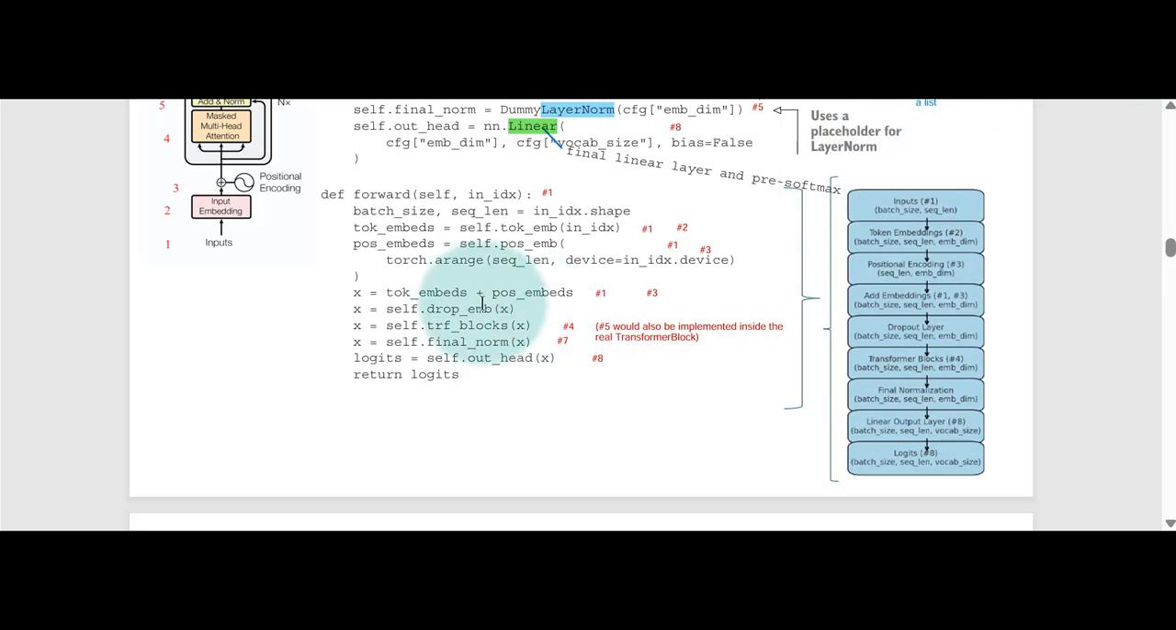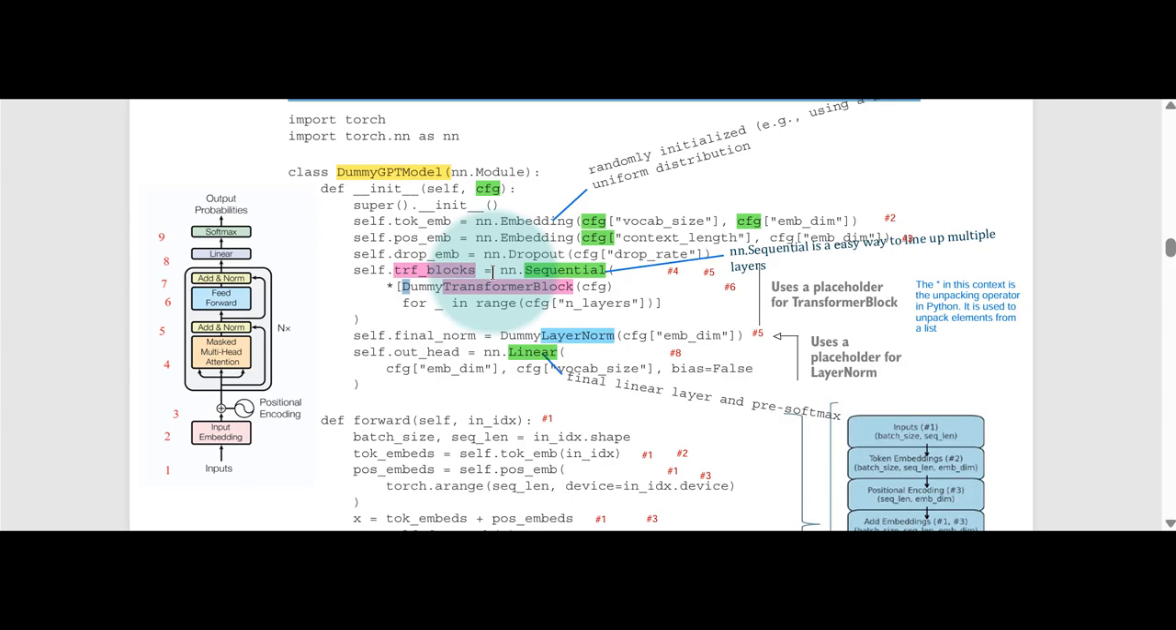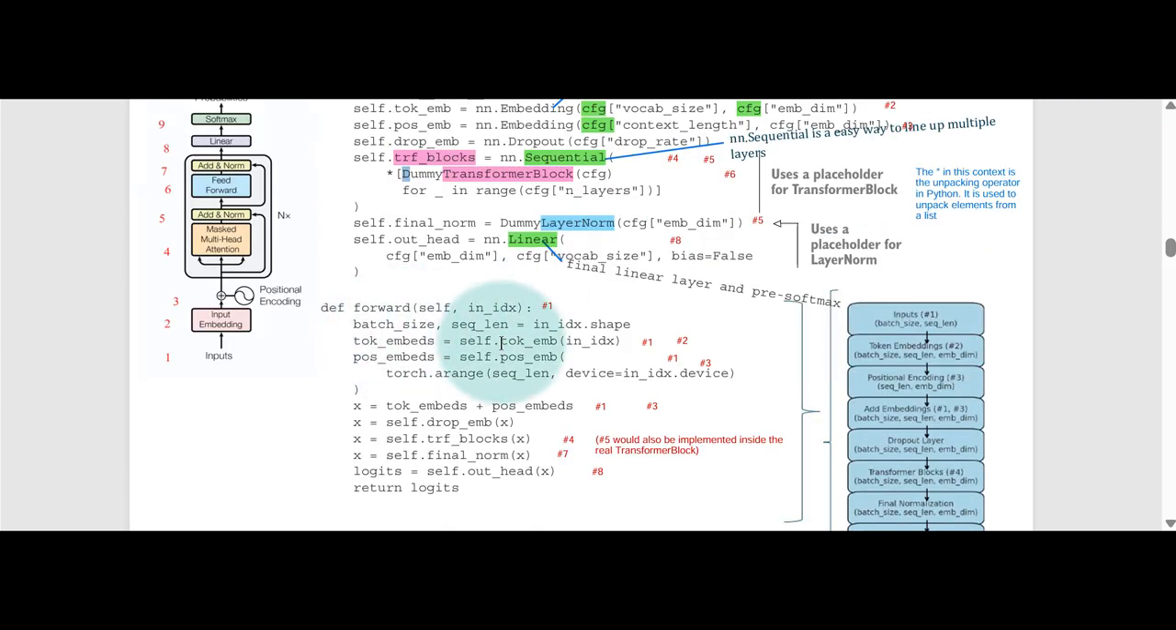Okay, so that was the init method, where we create the architecture, the structure for the different elements, and then we put them in order here that we want to run this. So first we pick up the batch size and the sequence length from the shape of the input to the forward method. We'll see how this actually runs a little bit later.